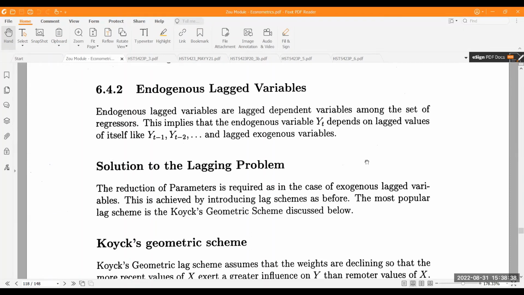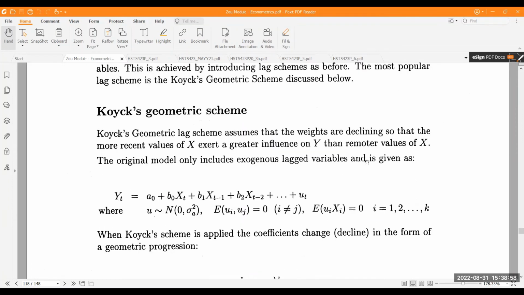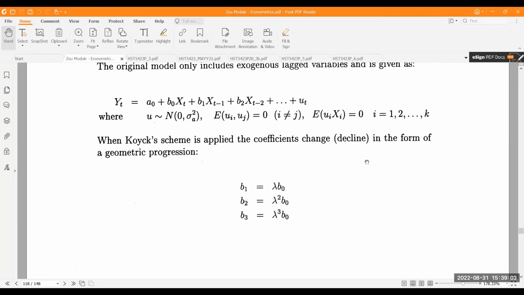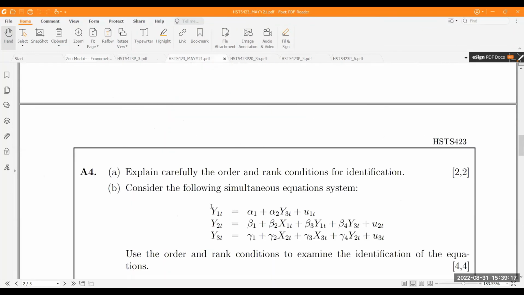Now, for endogenous lag schemes, we have one of the common methods, which is called Koyck geometric scheme. And this Koyck geometric scheme is very popular. Examiners like to ask about this particular one. Let me check if in the previous exam, whether it was there or not.